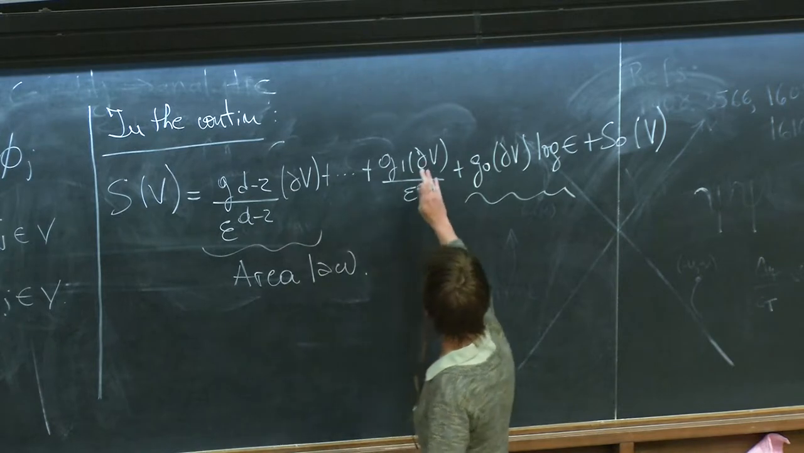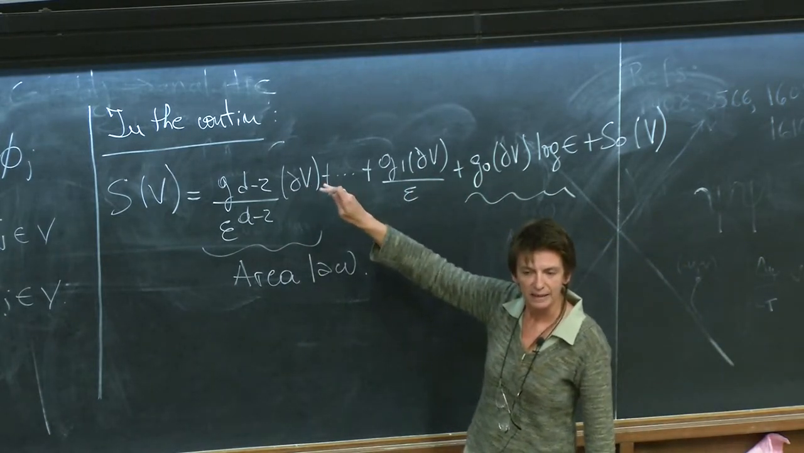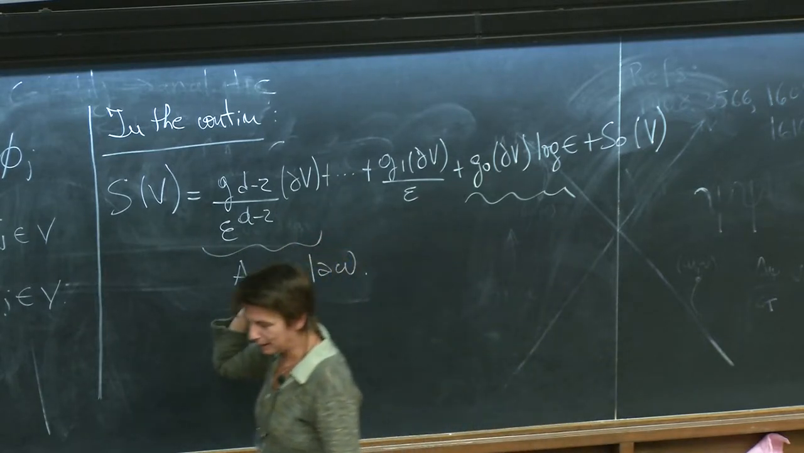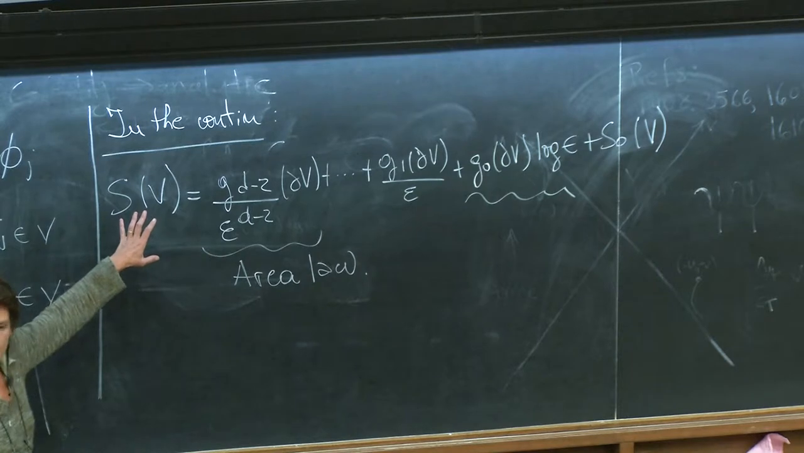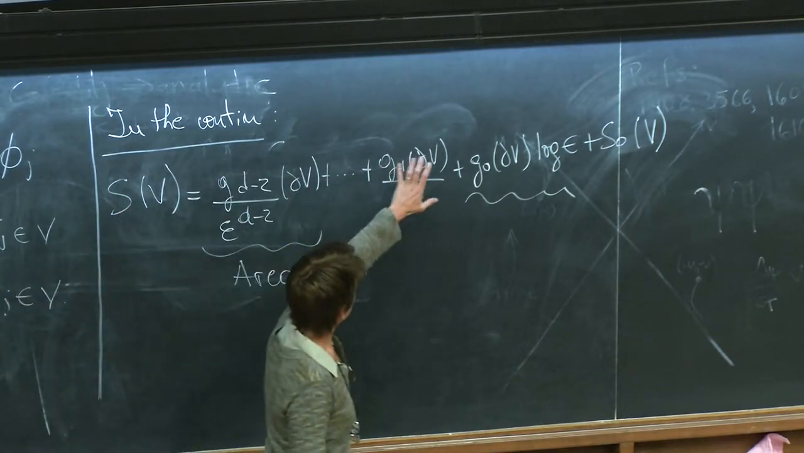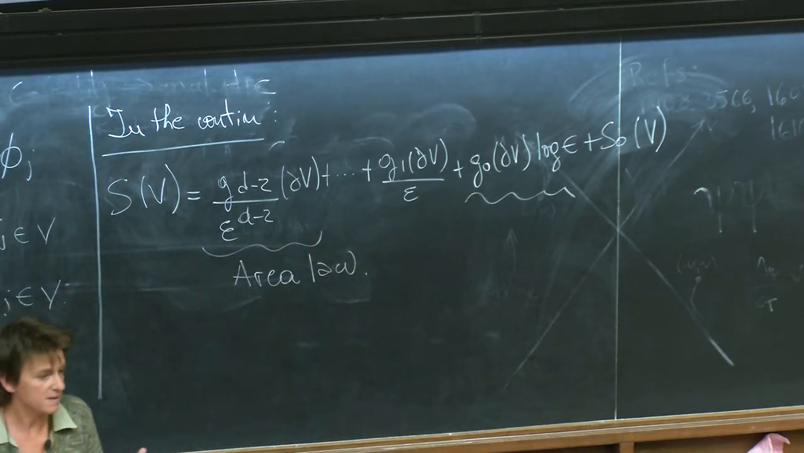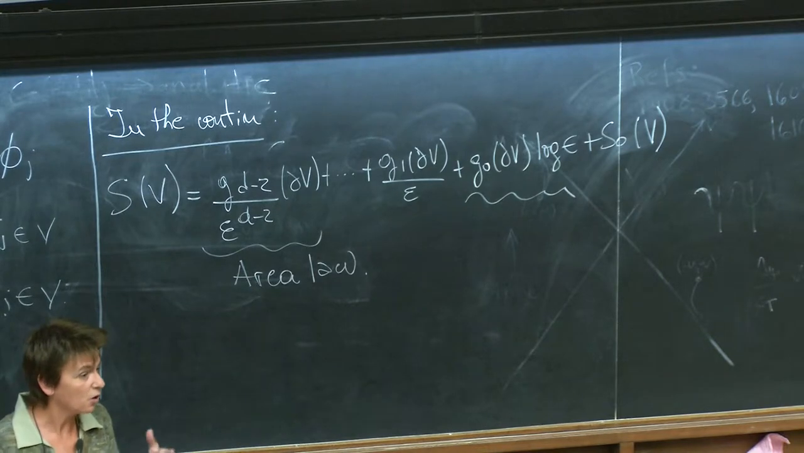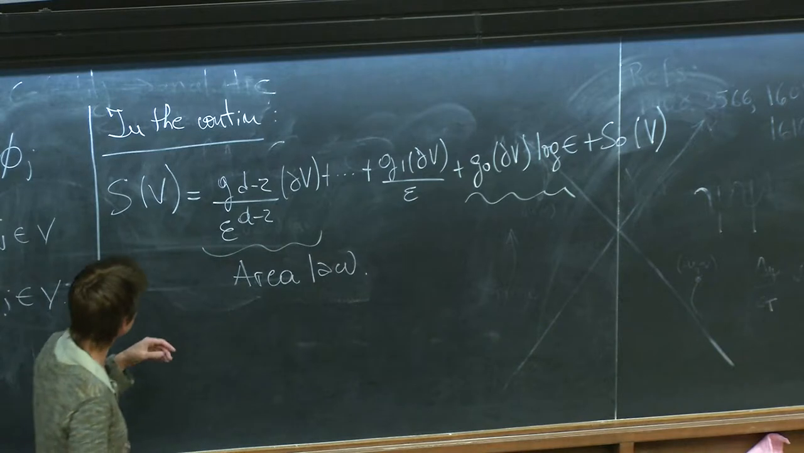These coefficients depend on the boundary. The biggest contribution to the entanglement entropy comes from the UV. So the character of these coefficients, that's why they depend only on the boundary, is that they are local and extensive functions of the boundary.